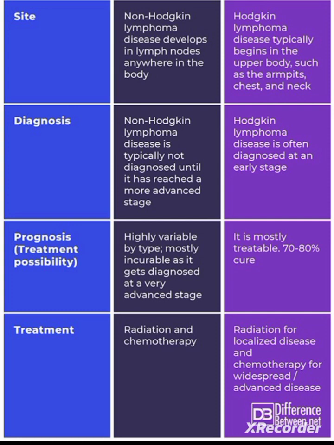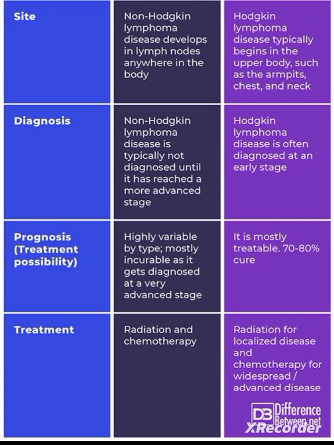Then diagnosis. Non-Hodgkin's disease is typically not diagnosed until it has reached a more advanced stage. In the clinical features, we already said that it is mostly lymphadenopathy, which is painless, so it will not be noticed by the patient. Mostly in the aggressive stage it will be noticeable. So that's why it will not be found out. Hodgkin's lymphoma is often diagnosed at an early age, because it appears in the upper area of the body, so it will be noticeable.